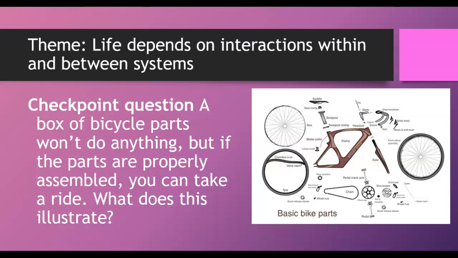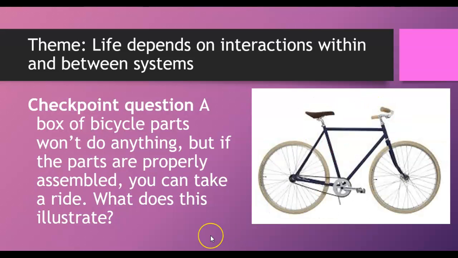Last question, okay? You have a box of bicycle parts. All right, it won't do anything much because you just got a bunch of parts there. But if you put the parts together properly, you can take a ride. So what would you say this represents, going from the box of parts to the full bicycle? Once you answer this question, that's the end of this section of notes.